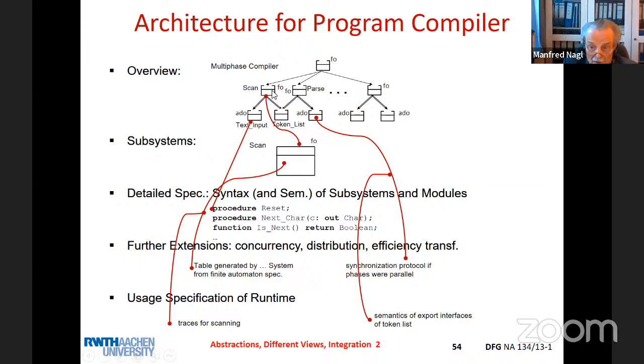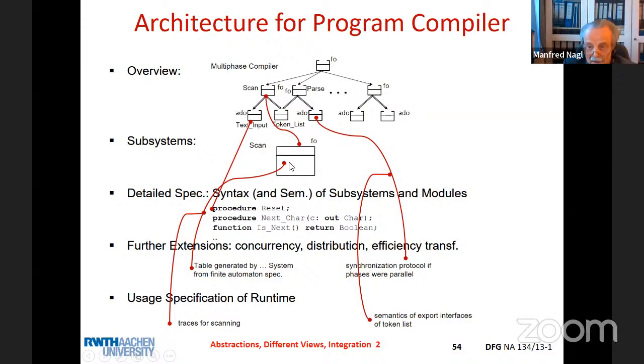We find simpler components here and more complex components, which we call subsystems. We find details for this architecture here, like, for example, the export interface or structural relations between the components. We might have further extensions, not in the case of the compiler, but in other cases for concurrency, for distribution, for efficiency transformation, and so on. And we might have the construction of these different parts.